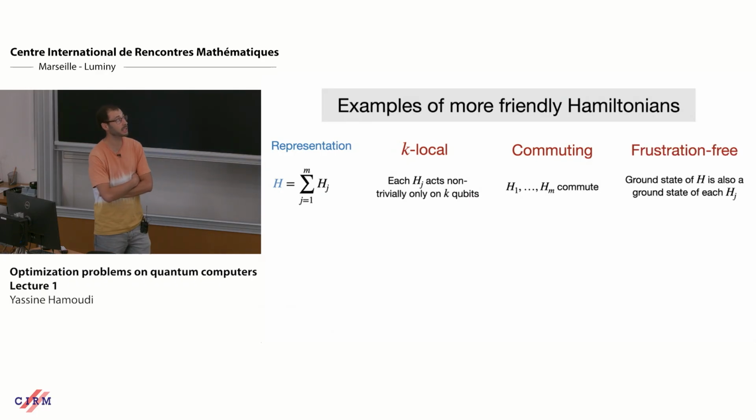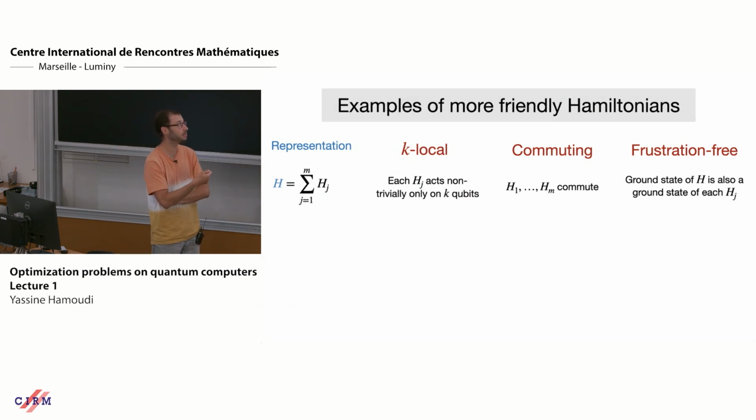Third assumption is being frustration-free, which means that the ground state of H is also a ground state of each individual Hamiltonian. So in some sense, the global optimum of H is also a global optimum of each individual Hj. So that is also a very interesting property when it comes to optimization.